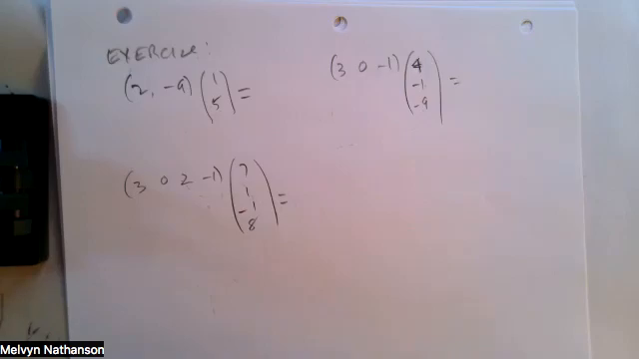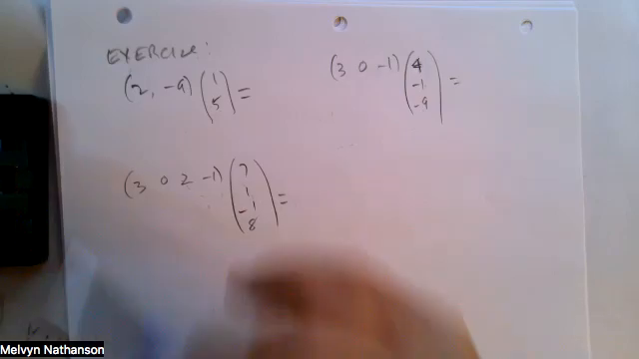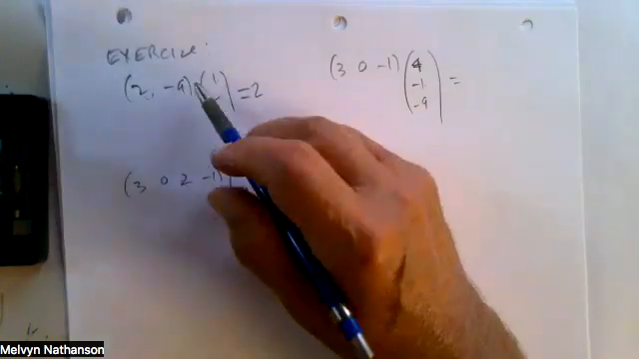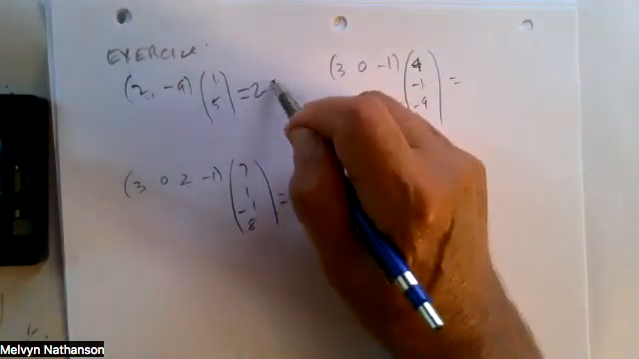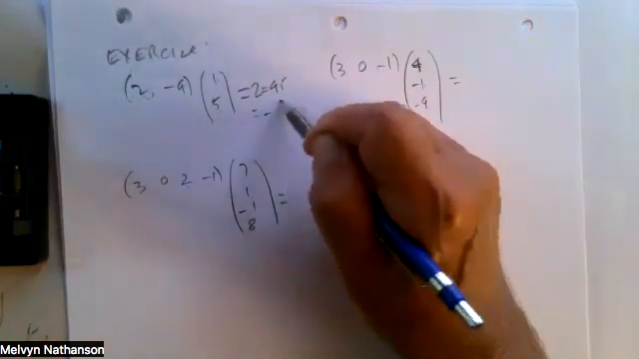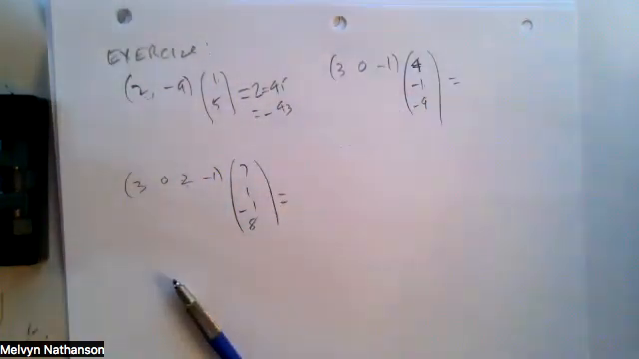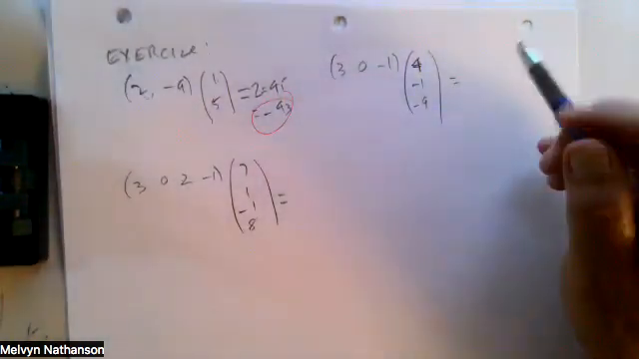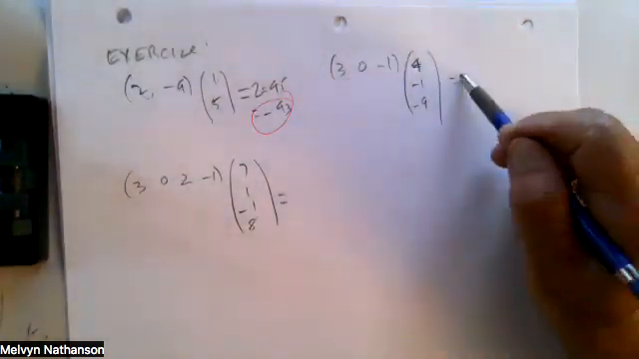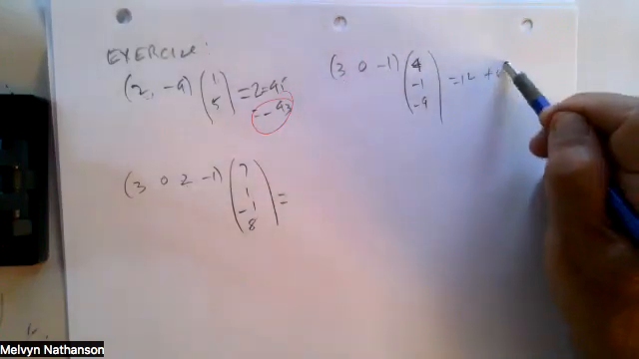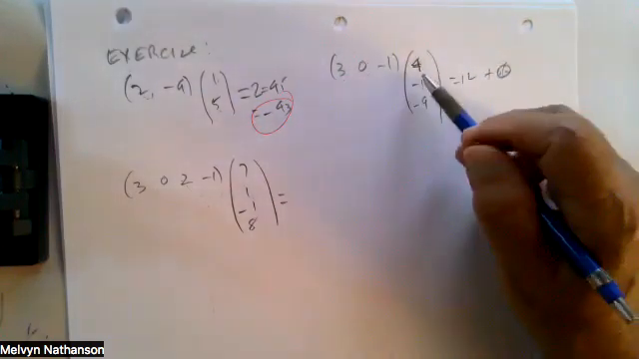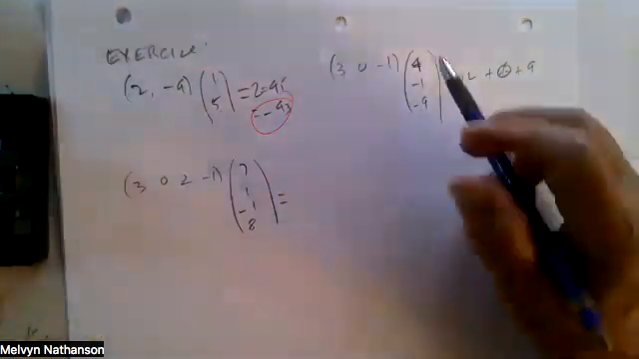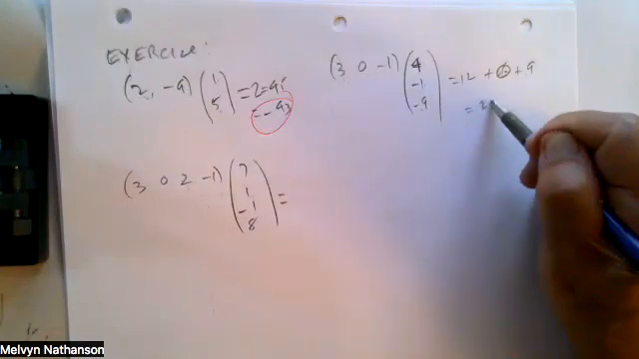The first one I got minus 43. Right, so 2 times 1 is 2. 9 times 5 is 45. So it's 2 minus 45, which is minus 43. That's exactly correct. The second one I have 21. Let's see, 3 times 4 is 12. 0 times minus 1 is 0. Minus 1 times minus 9 is plus 9. So you get 12 plus 9 is 21.